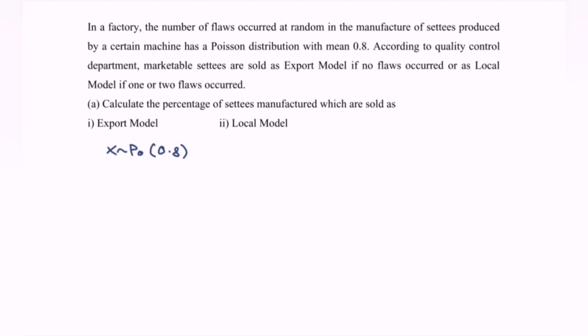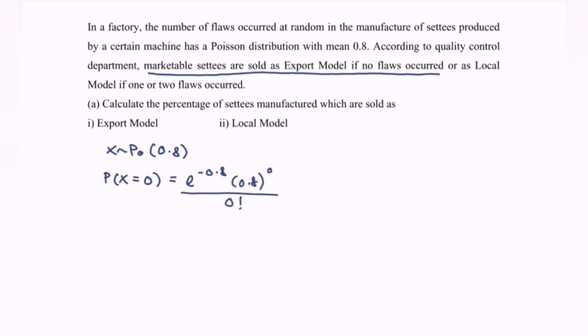So focus on the export model. It mentions that x is equal to 0 because marketable sweaters are sold as export if no flaws occur. That's why x is equal to 0. Kindly refer to the formula. We have exponent negative 0.8, 0.8 to the power of 0 over 0 factorial, and we will have the answer 0.4493. So calculating the percentage, the probability that x is equal to 0 is 44.93%.